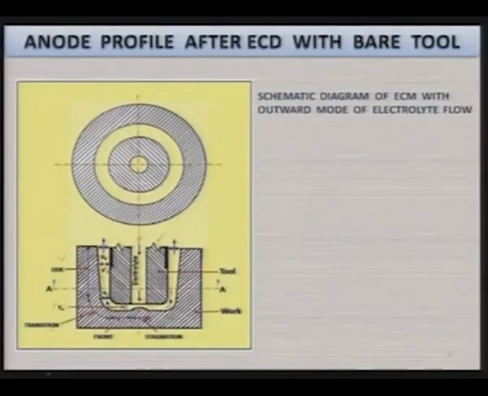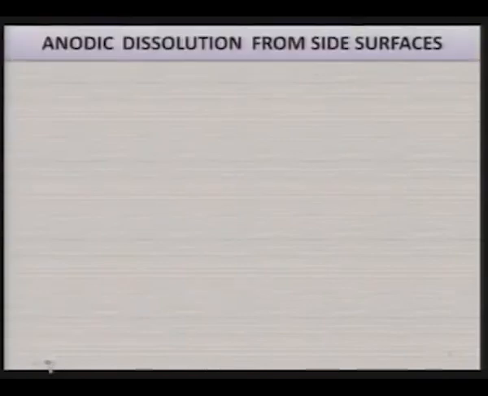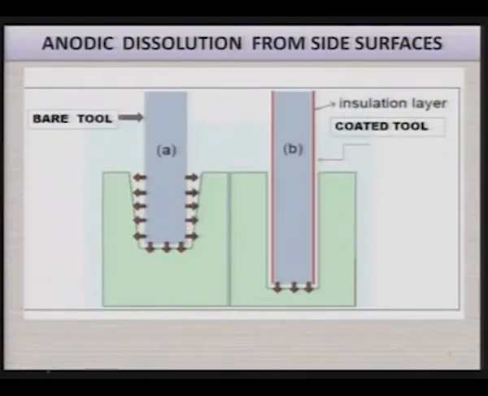So, here you can see the schematic diagram of electrochemical machining with outward mode of electrolyte flow. This is the top view and this is the front section view. So, zone 1 is the stagnation zone, zone 2 is the front zone, zone 3 is the transition zone and zone 4 is the side zone. Now, anodic dissolution from side surfaces. Now, we have seen drilling.